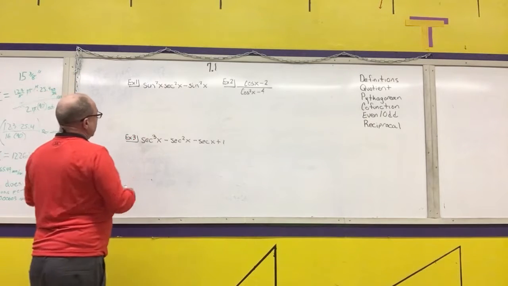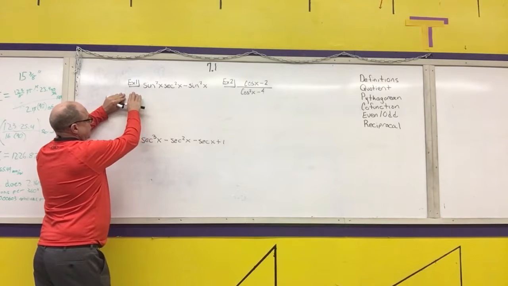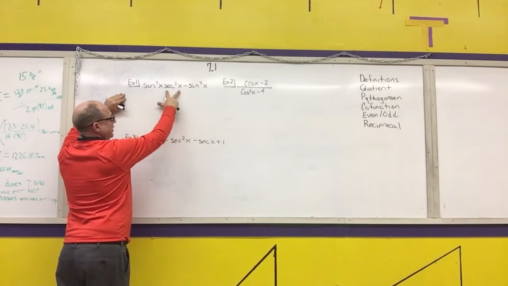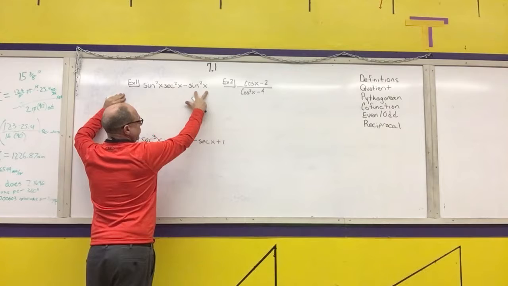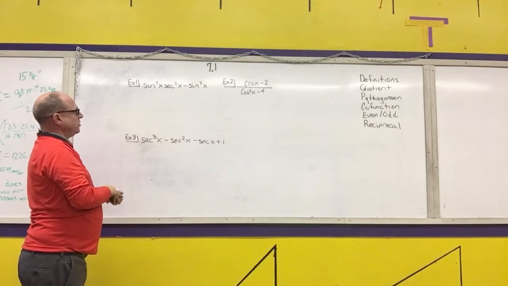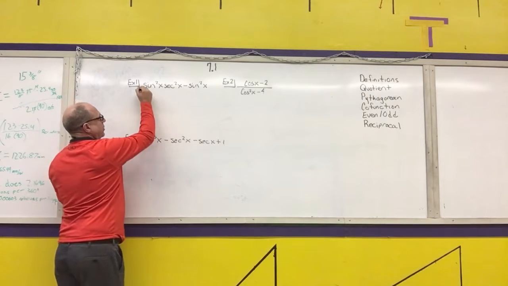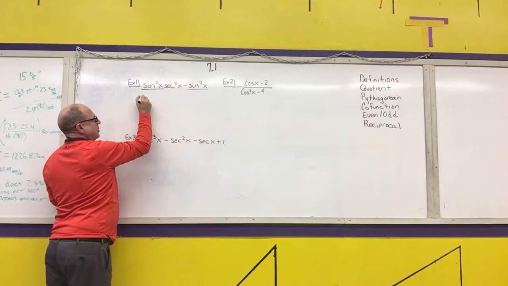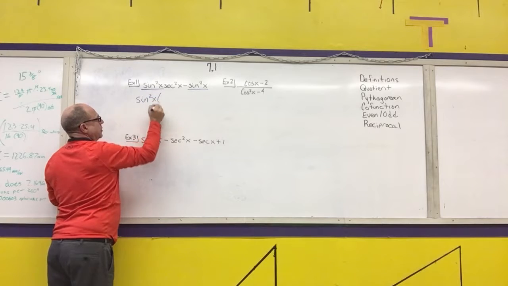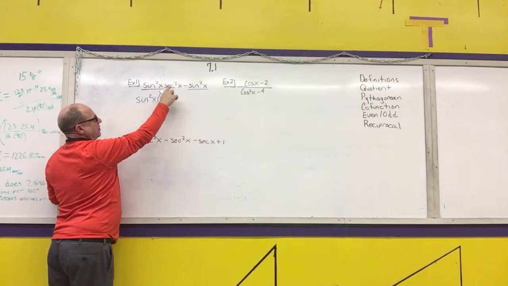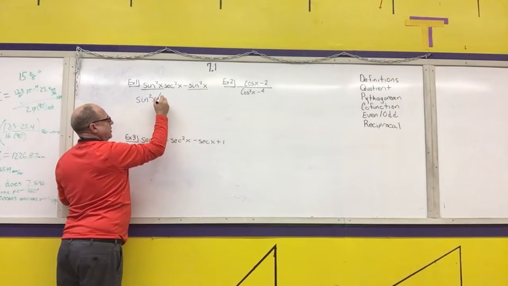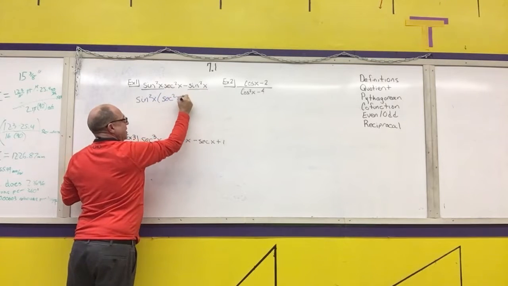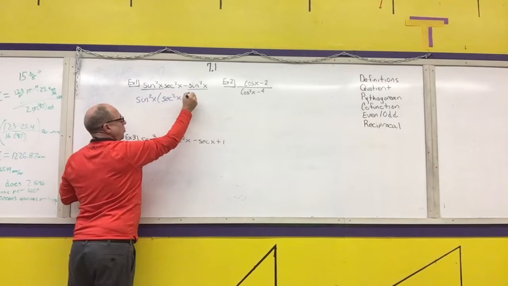The first example says to factor and then simplify sine squared of x times secant squared of x minus sine squared of x. So what I'm going to do is pull out the greatest common factor, which is sine squared of x. Sine squared times secant squared divided by sine squared is secant squared of x, minus sine squared over sine squared is 1.